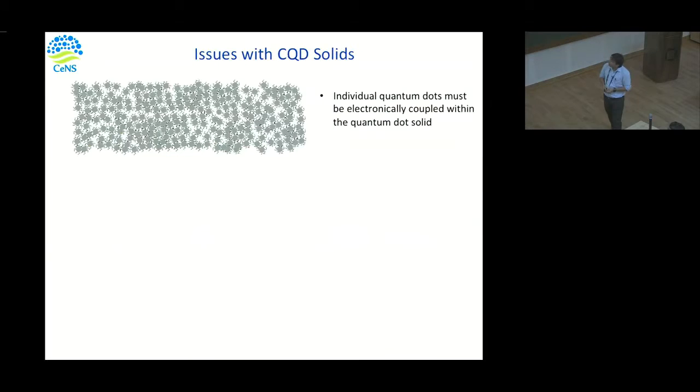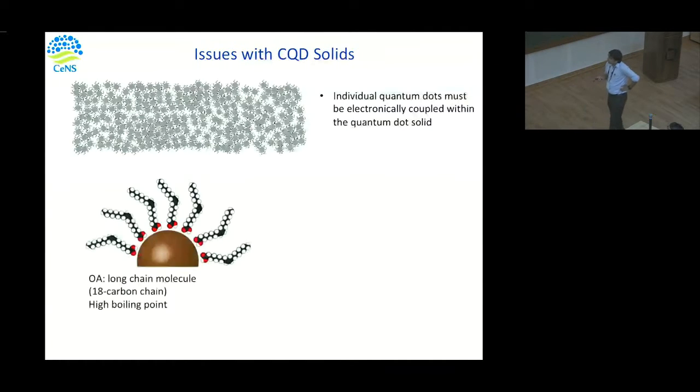Okay. But there are some issues with these colloidal quantum dot solids. First of all, if we try to use these quantum dots in some electronic system, the quantum dots have to be coupled with each other. But we always have these ligand molecules which help in some ways, but also cause some problems. This is an 18-carbon-long chain molecule which is commonly used during the synthesis. This is called oleic acid.